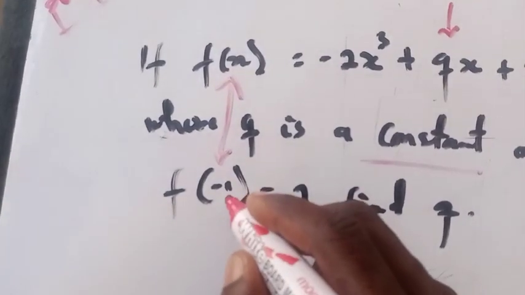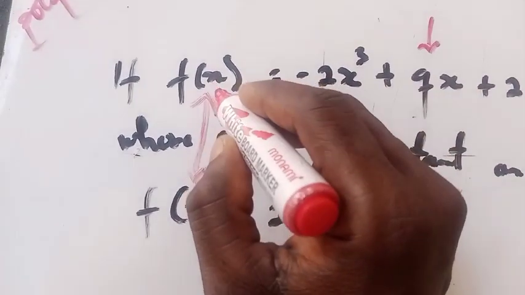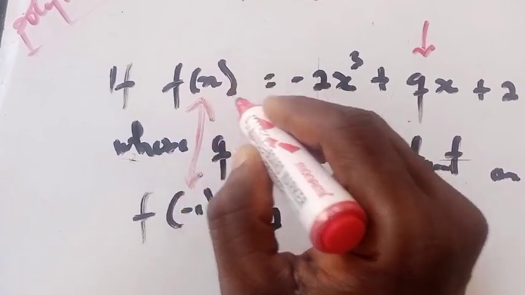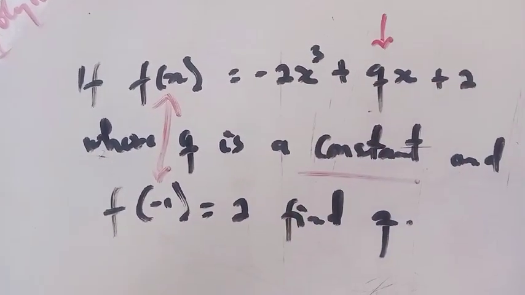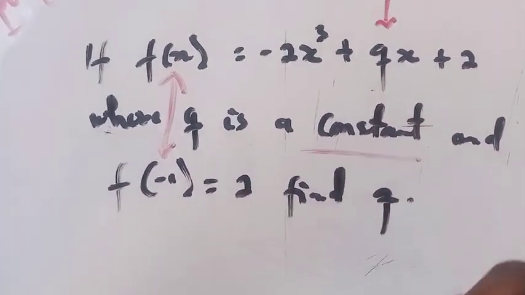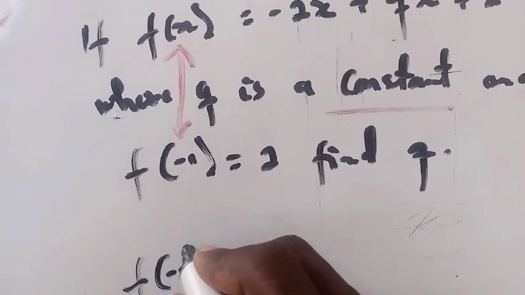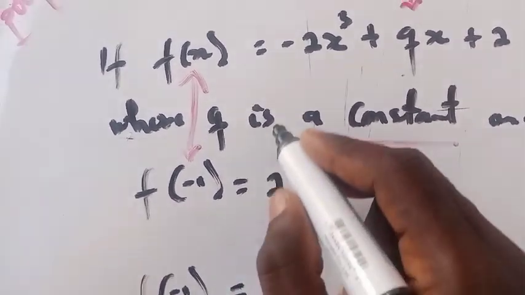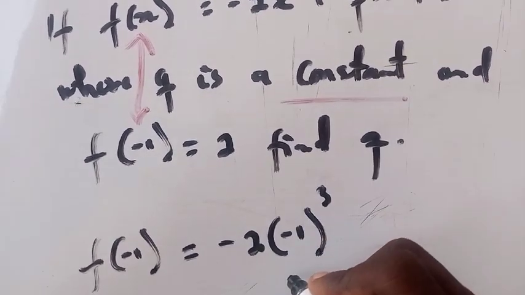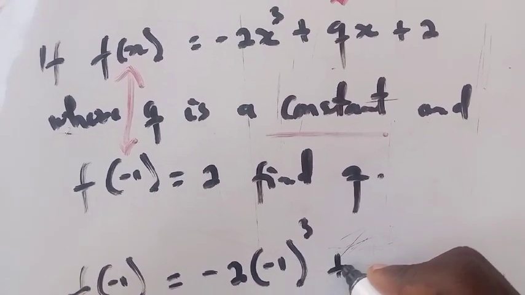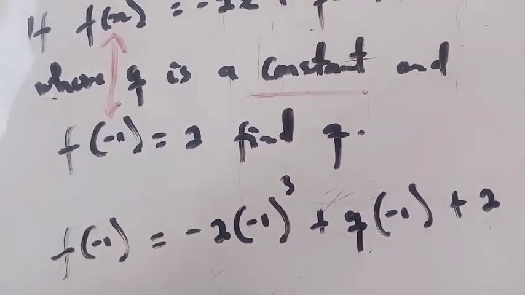So it means that this negative 1 here can be replaced by the x here, right? And then everything equal to that. So if you replace this x by negative 1, then we are going to have negative 1 in place of all the x, and then we equate everything to 2, right? So here that tends to be f of negative 1. So whatever you see the x, we put a negative 1 there. So negative 1, I'm putting that into brackets to avoid any confusion. So we have plus q times negative 1, and then plus 2, right?